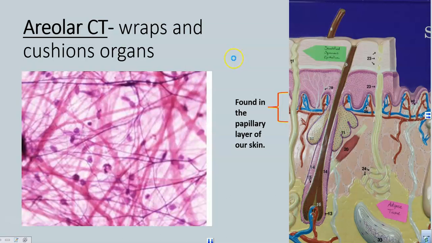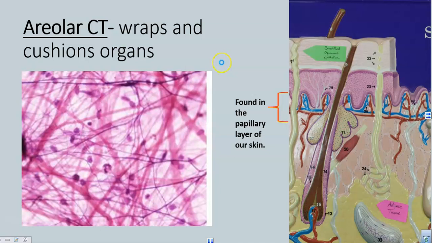So in your notes, it says, what does it look like? Well, to me, what it looks like is a hot mess. It looks like a hairball. You've got these really thin fibers, and you've got these cells running through there. It looks like somebody sweeping up some hair off of the floor. I call it a hot mess.